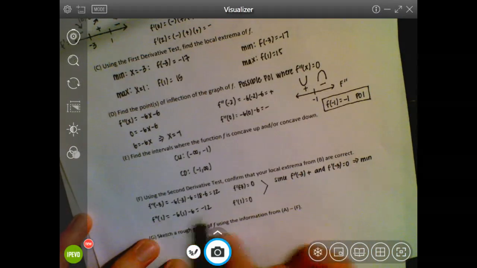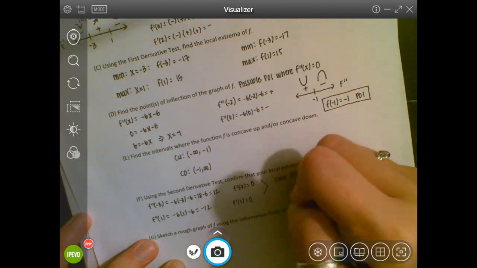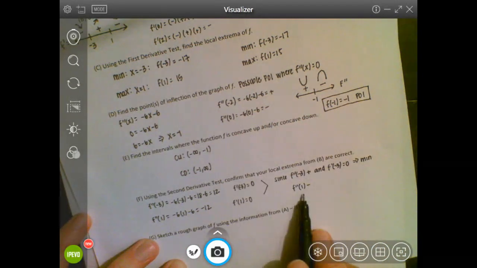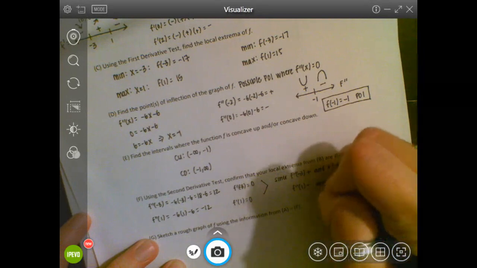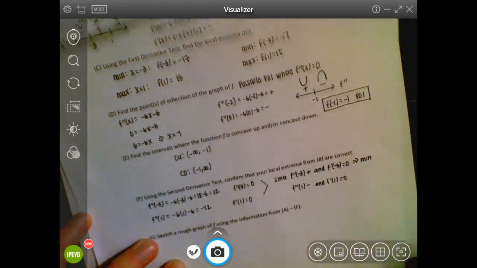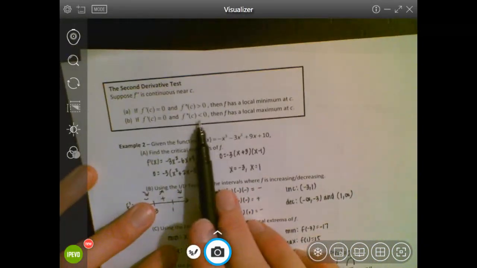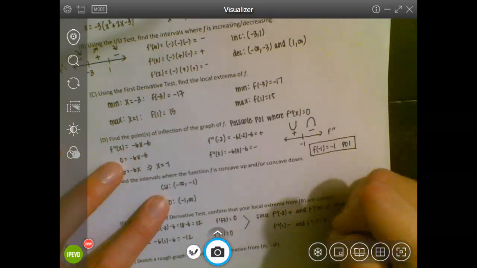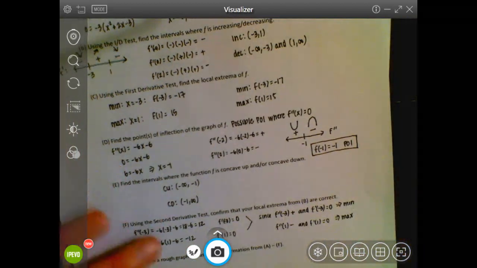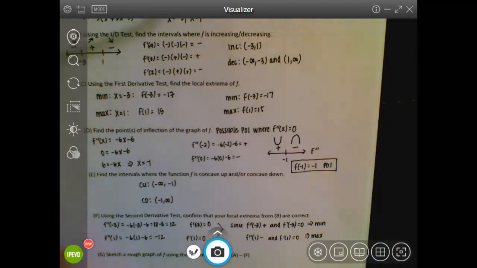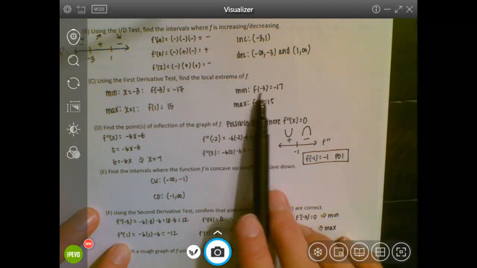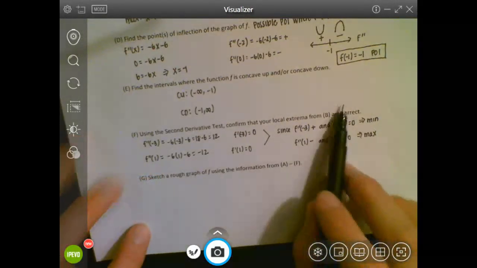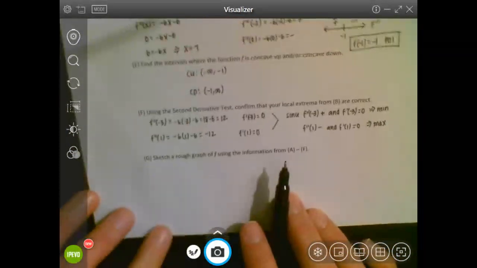Over here, our second derivative is negative at the x value of 1. And we know that our first derivative is 0. So if our second derivative is less than 0 and our first derivative is 0, then we have a local max. So that confirms what we said over here, saying that we have a minimum at -3 and we have a max at +1. So we'll get more into those kinds of examples when we come back.